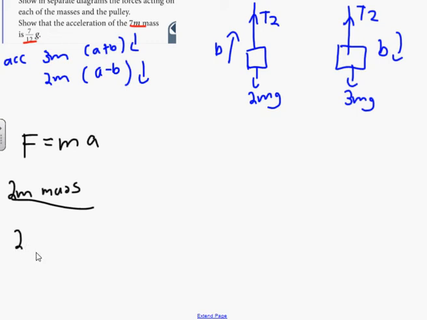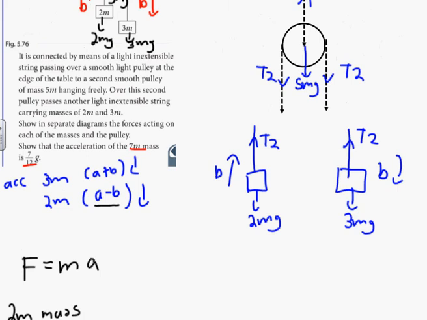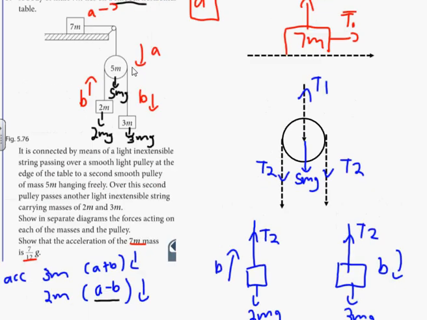T2 minus 2 mg would imply it's going up. But remember we said that it's A minus B. Well, in isolation you're right, B has to go up. But overall we're saying that it might go down, because remember we said that it's on a moving acceleration. So either way you get the same answer. I'll do it both ways, just to clarify, okay? So you can do it two ways, right?